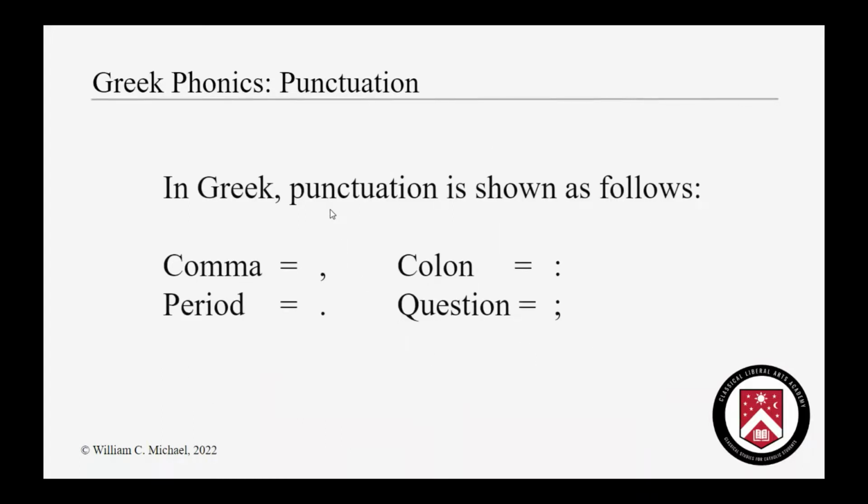Next, we should consider punctuation marks that are used in Greek. Three of these are like English punctuation marks, and one of them is different. The comma in Greek is just like a comma in English. The period in Greek is just like a period in English. A colon is just like a colon in English, but a question mark is written as a semicolon. So what would look like a semicolon in English is a question mark in Greek. This is a question mark in Greek. These are the Greek punctuation marks.